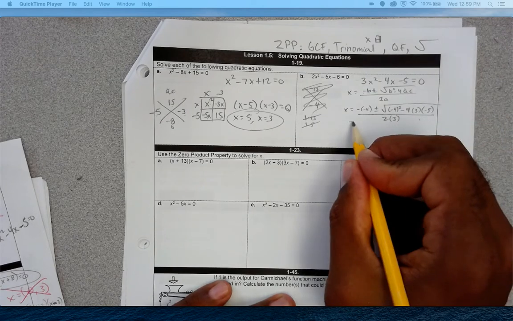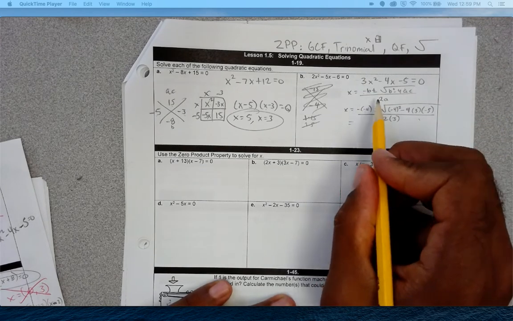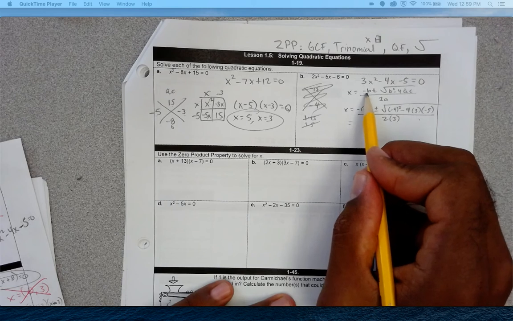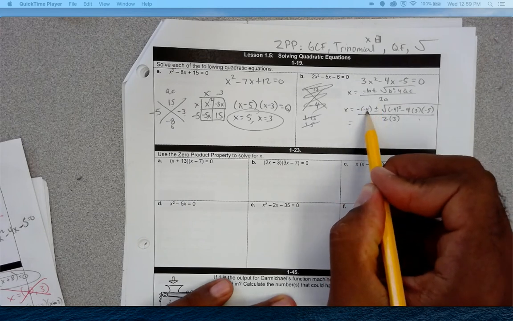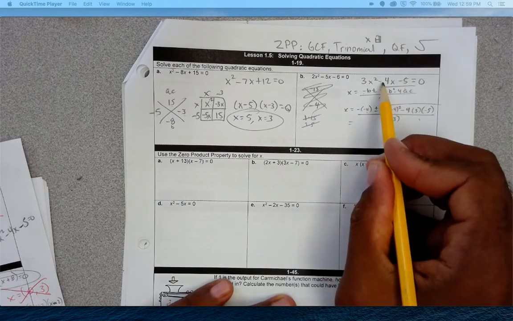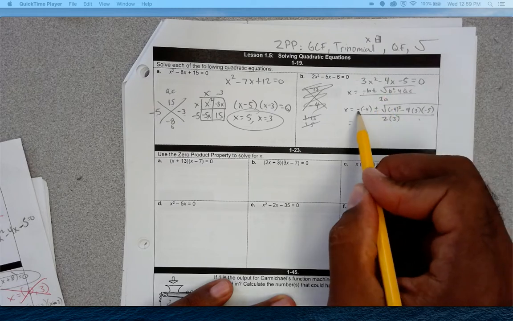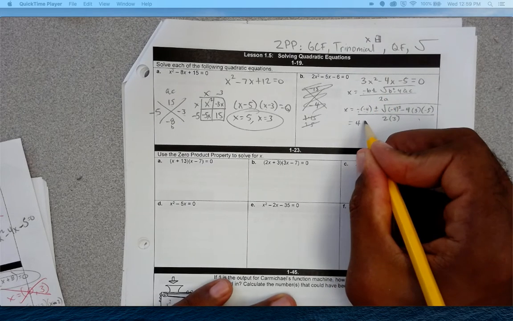Okay, so now what's important here is that when you plug in for negative b, you got to realize that's like a -1 in the front of the b. So you got to multiply this negative times whatever number you plug in there. In this case, it's already a -4, so it's going to be negative times negative, so it'll be positive.